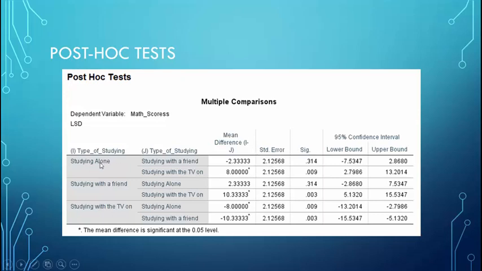So here we go. Studying alone compared to studying with a friend. Is that statistically significant? Is this less than 0.05? It's not. So there's no difference studying alone compared to studying with a friend. There's just about a 2-point difference. Studying alone compared to studying with the TV on, here's an 8-point difference. And that is statistically significant because 0.009 is less than 0.05. And now we need studying with a friend compared to studying with the TV on. That's a 10-point difference, and again, 0.003 is less than 0.05, so that's statistically significant.